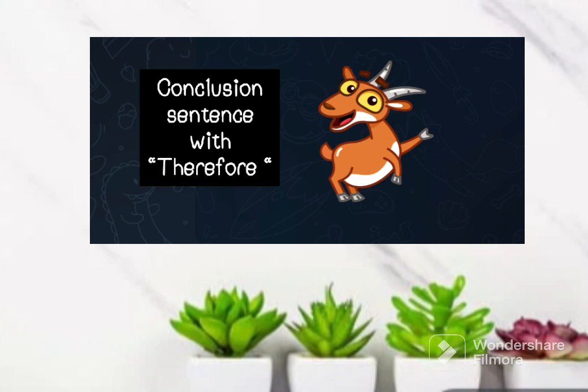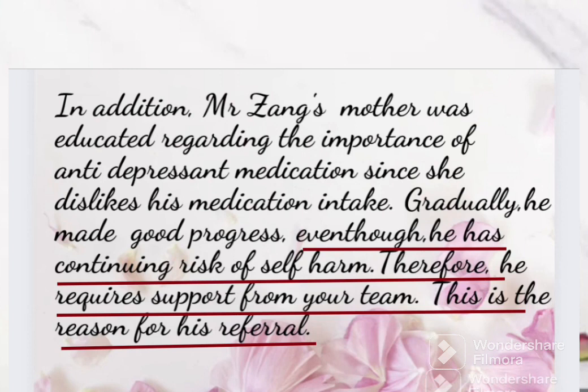The next one, I'm telling you regarding the usage of therefore. Therefore also we have to keep in mind. It is used for active management. Here you can write, gradually he made good progress even though he has continuing risk of self-harm. Self-harm is persisting. Still the patient has some problem with self-harm. Maybe there is a chance for self-harm again. Therefore, he requires support from your team. This is the reason for his referral. Okay, so therefore also we are using for negative impact. There is a problem that exists. Active management is needed.